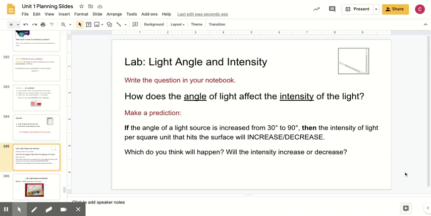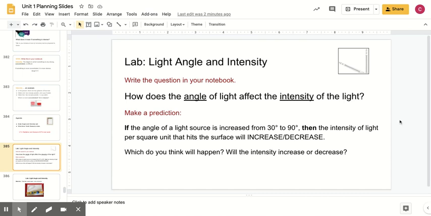Okay, our lab today is called Light Angle and Intensity. In your notebook, write the following question. How does the angle of light affect the intensity of the light? Remember, when we're talking about intensity, we're talking about how concentrated something is.